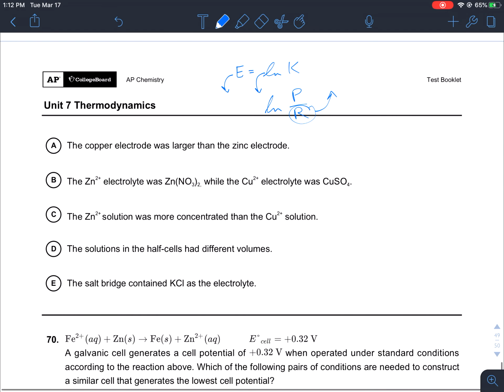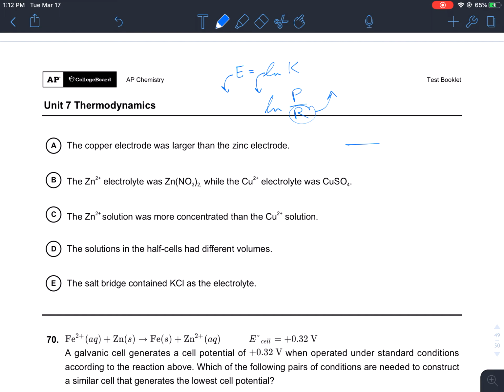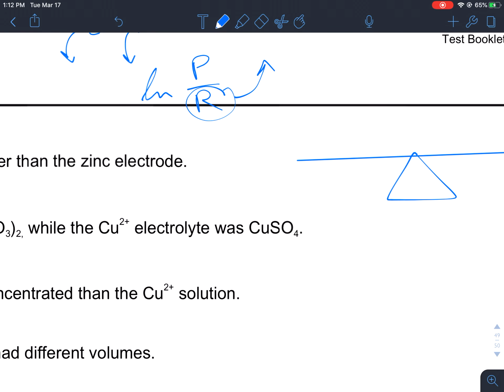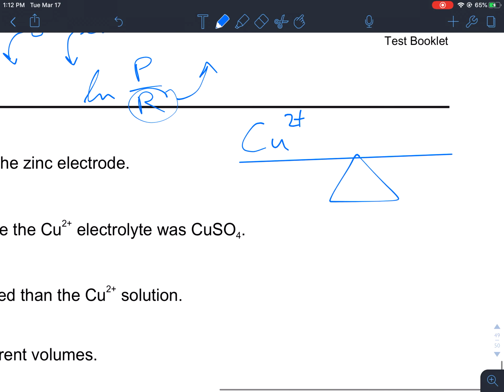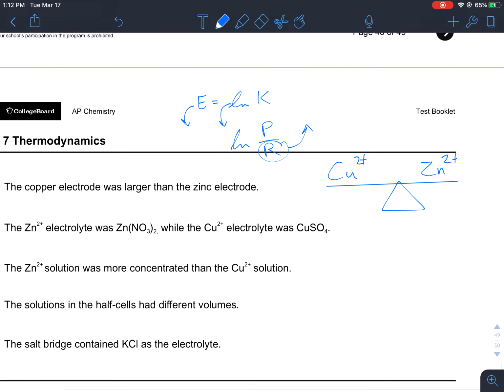What's going to give us more reactants? Well, first of all, remember what we're dealing with here. I would make a Le Chatelier's seesaw here, and you would see that there was Cu2+ over here and Zn2+ over there, right? You know what would make a lot more reactants? If you made Zn2+ heavier, then to get back to equilibrium, it would form more Cu2+. And you would get more reactants, and that's exactly what we're looking for. So give me something that says that.